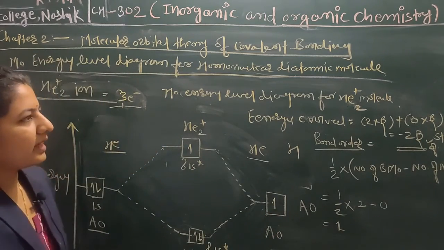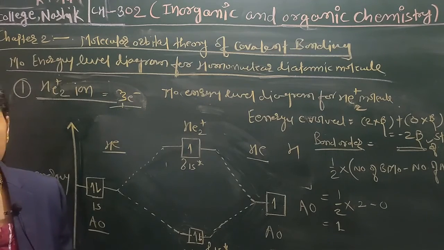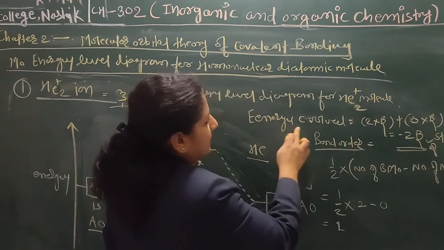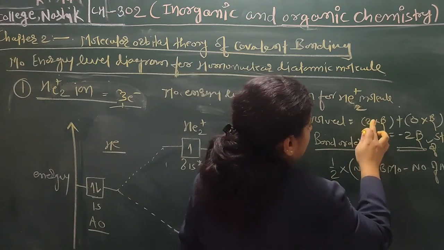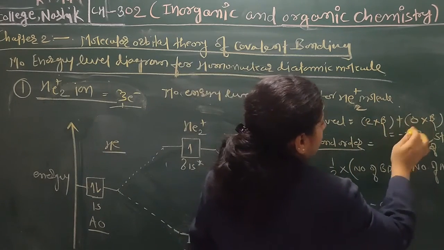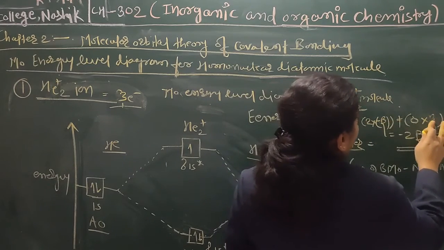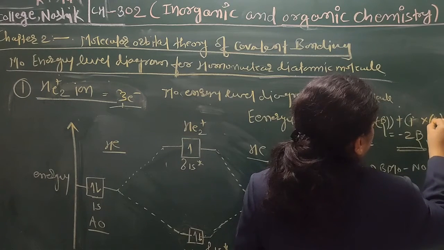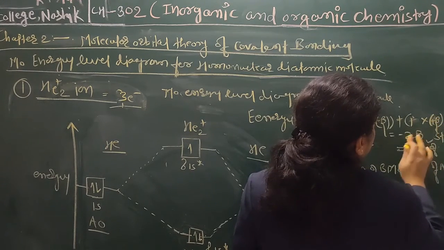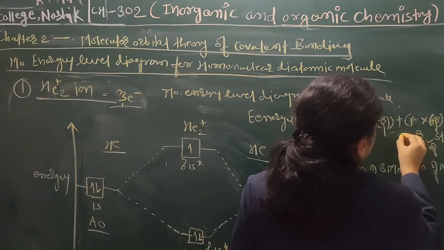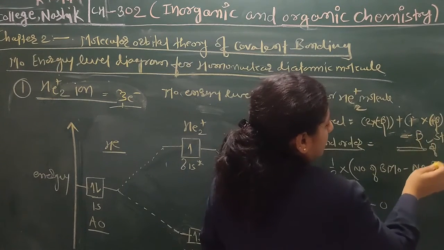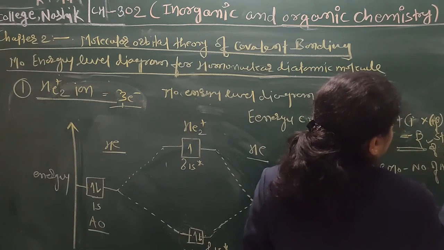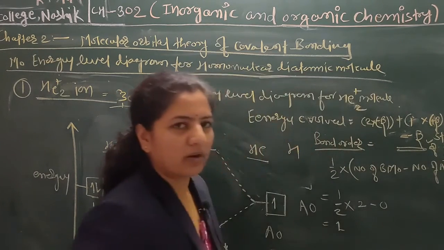Now what about the energy involved in the helium plus ion? We know that the energy involved for the helium plus ion is 2 electrons for bonding and 1 electron, with plus beta. So that is the stabilization energy of the helium plus ion. And what is the bond order of that helium?